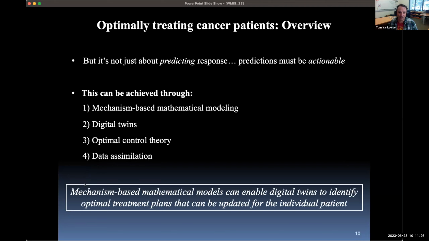And I'll put it all in one sort of grant speak: mechanism-based mathematical models can enable digital twins to identify optimal treatment plans that can then be updated for the individual patient as they go through their treatment.